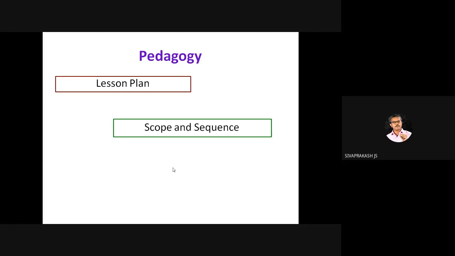So likewise, the children have to be facilitated to learn, not to be punished in the name of education.